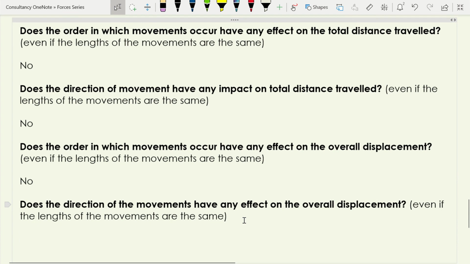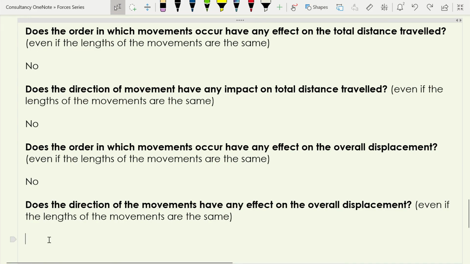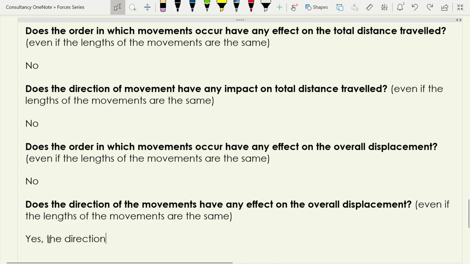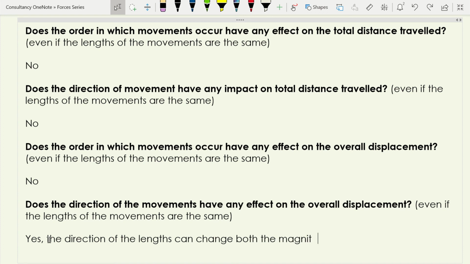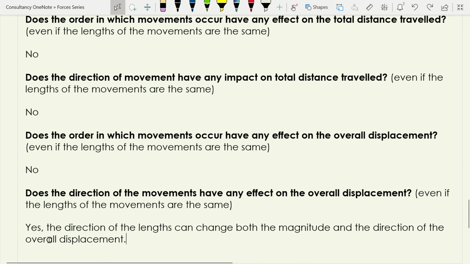Does the direction of the movements have any effect on the overall displacement? Yes. The direction of the lengths can change both the magnitude and the direction of the overall displacement. Okay, and that's something to appreciate with vectors that we don't have to worry about with scalars. Changing the direction of the bits that make up the overall displacement can change the overall displacement, both its magnitude and its direction as well. They can both end up being changed by that, and that's why we need both vectors and scalars.